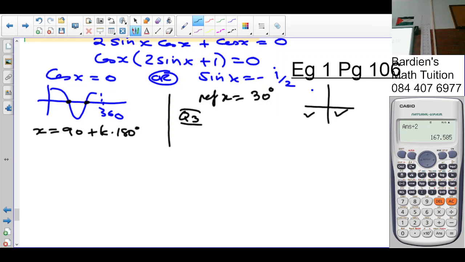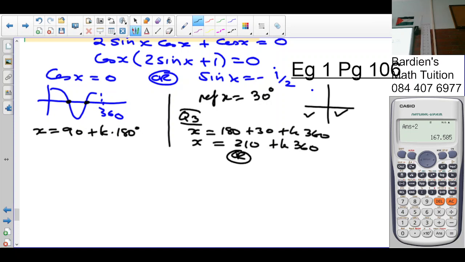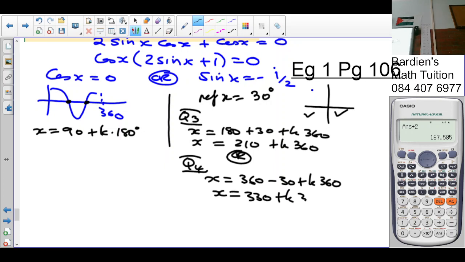I'm going to say x is equal to 180 plus 30 plus k times 360. So x is equal to 210 plus k times 360. Or quadrant 4. How do we get into quadrant 4? X equal to 360 minus 30 plus k times 360. So x is equal to 330 plus k times 360.